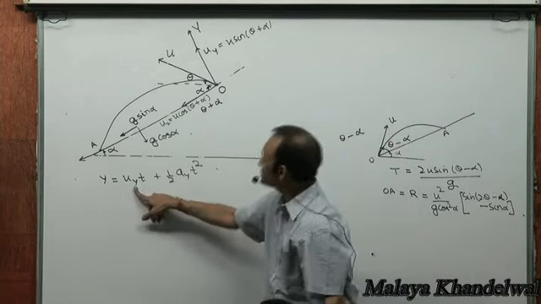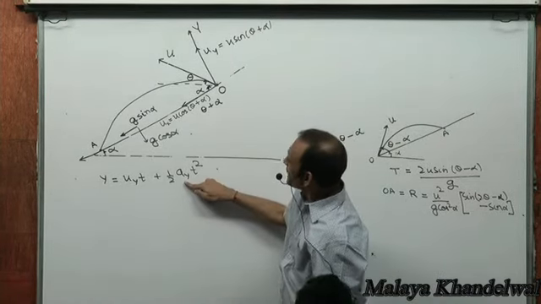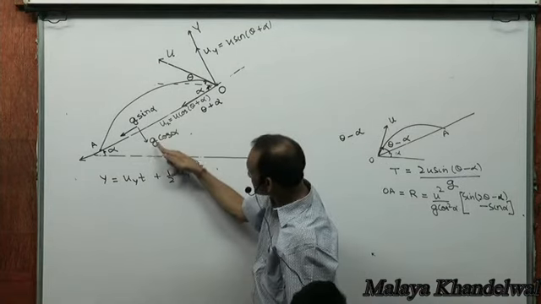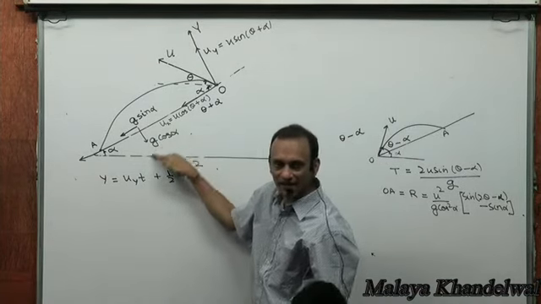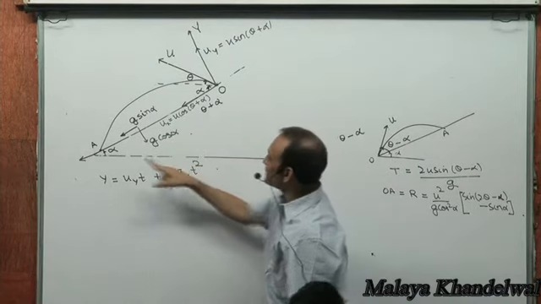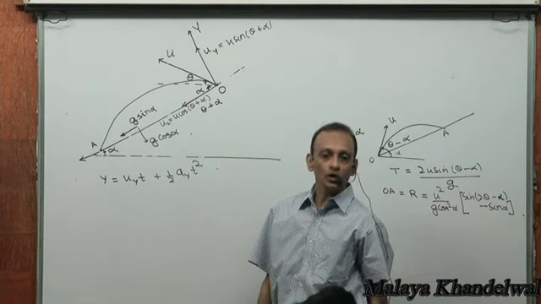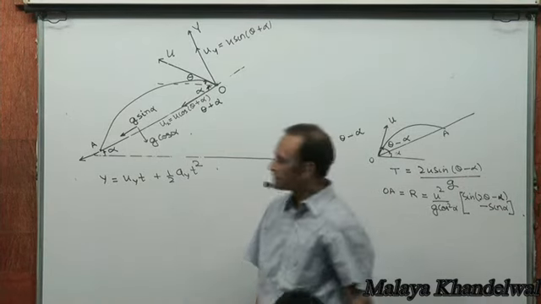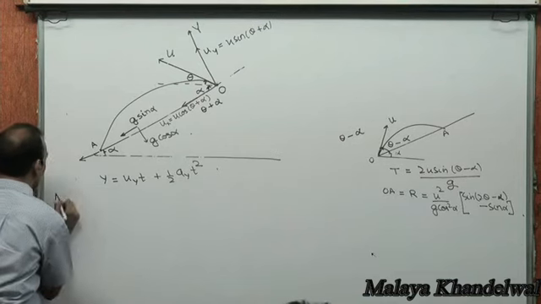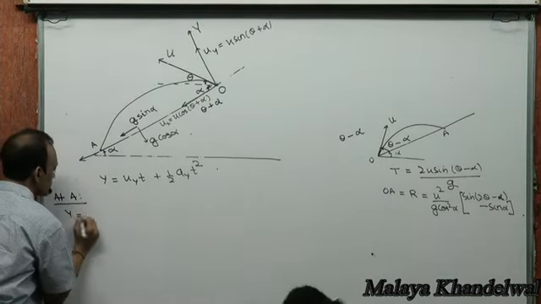What is uy? Initial velocity in the y direction is u sine theta plus alpha. What is ay? Acceleration in this direction is minus g cos alpha. Yes or no? So when it reaches A, what happens to y? On reaching A, y becomes 0. At A, y is 0.